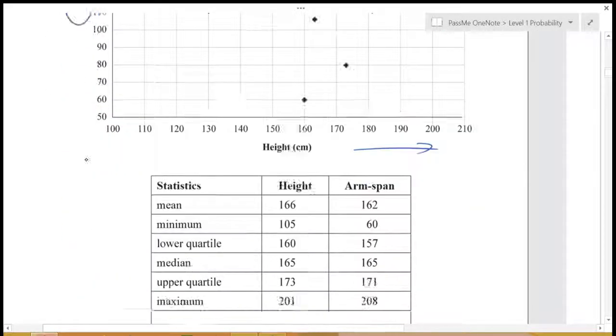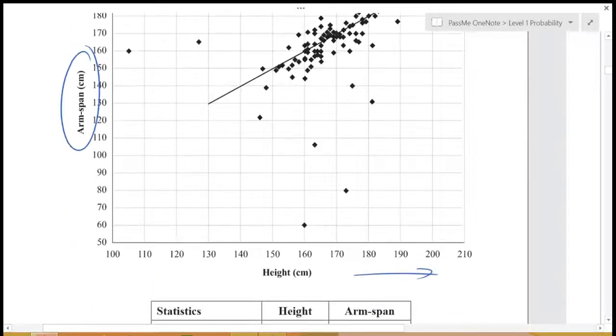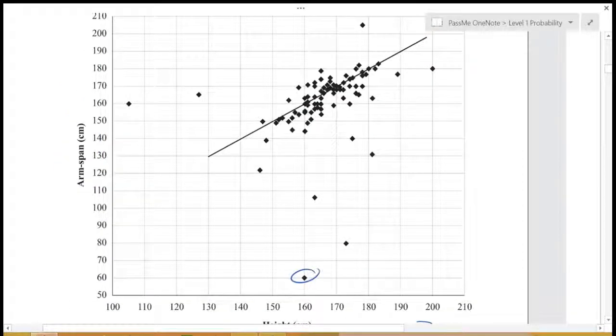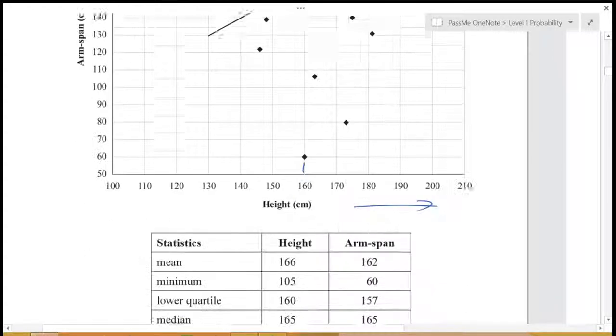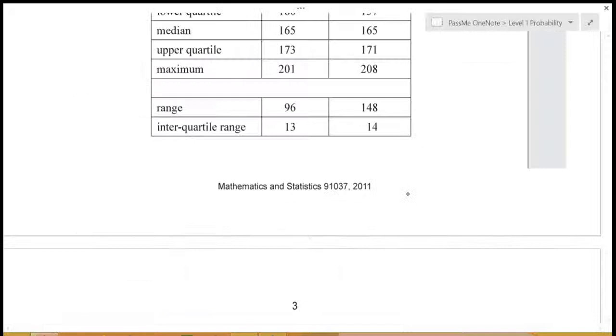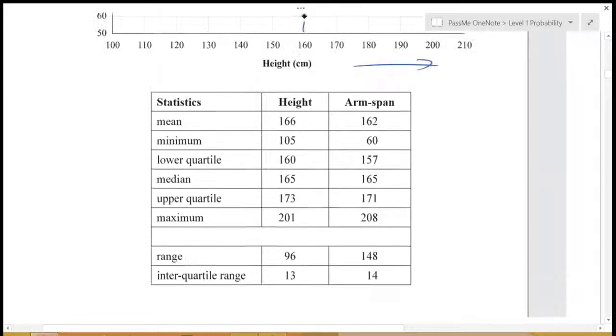So if we find that person on the graph, the smallest arm span is here, and they have a height of 160, and so we'll write that down, 160 centimeters. Okay, how many people have an arm span between 120 and 135?